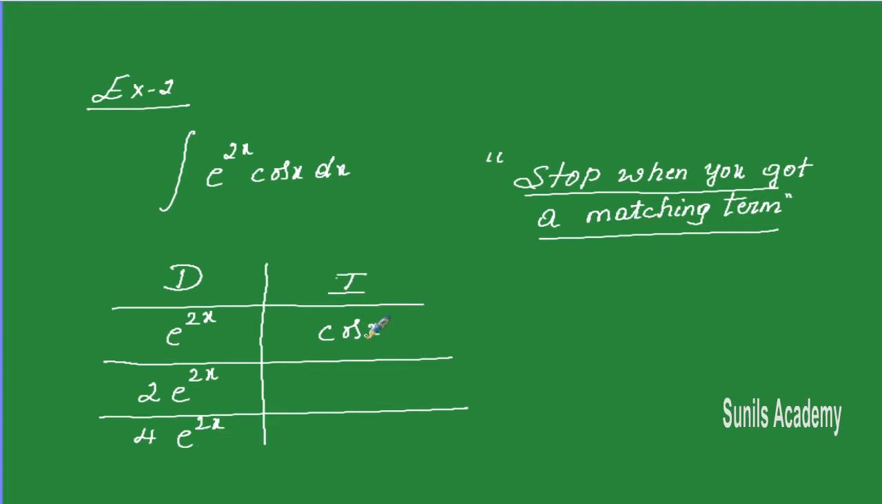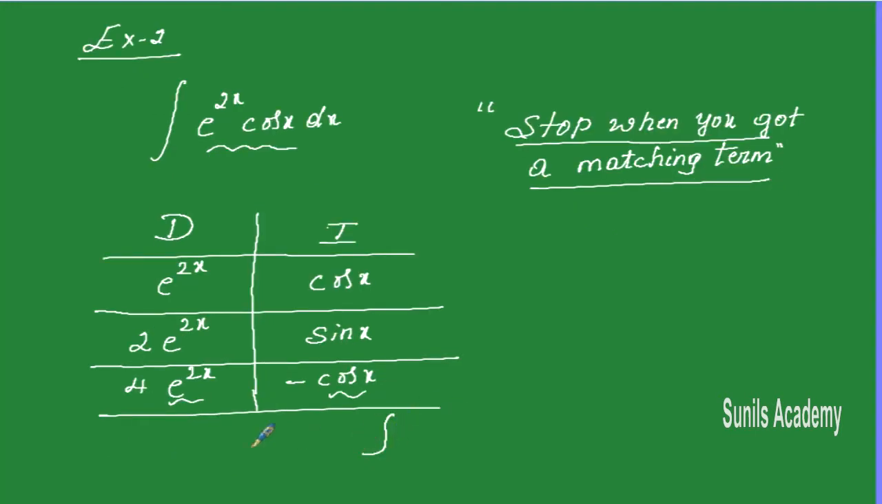Now I have to find the integral, because once we get the matching term e power 2x into cos x, I have to stop the process. What is the integral of cos x? We know that it is sin x. What is the integral of sin x? Minus cos x, isn't it? Just analyze here: e power 2x cos x, e power 2x cos x, we got the matching term. Then you have to stop the process and integrate backwards.